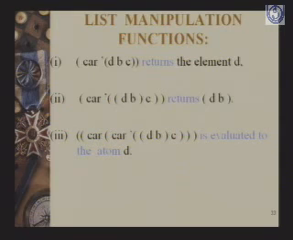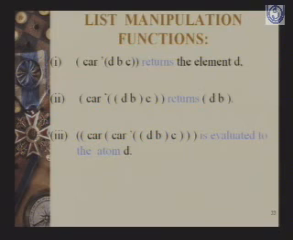That is, it can be applied only to a list. If you try to find out the car of a number, it will give an error. If you try to find out the car of a symbol, it will give you an error, until the symbol is associated with a list. So car must have as its argument a quoted list.